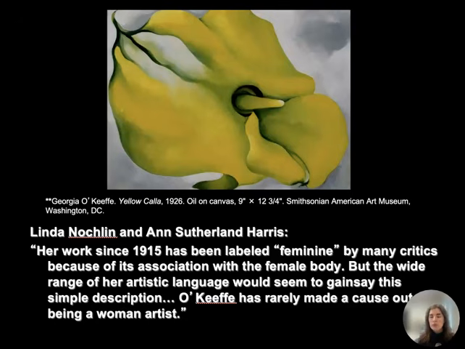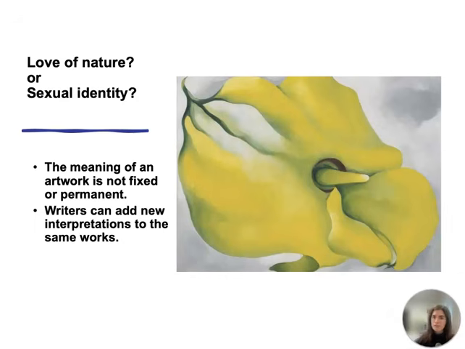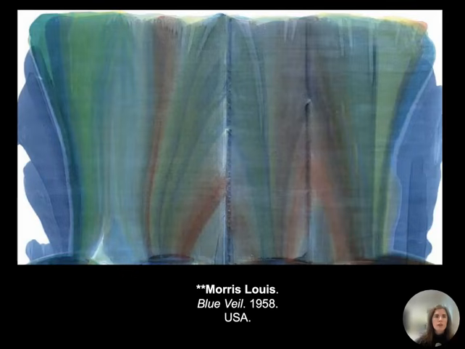So Georgia O'Keeffe really hasn't been seen as having a feminist message to her work. And so this seems to perhaps discount the interpretation that this is related to the female body. But this just shows you that many interpretations can be possible based on the writings of art. So I always like to ask the question, is it a love of nature? Is it related to sexual identity? And it points out that the meaning of an artwork is not fixed or permanent, that writers can add new interpretations to the same artworks.